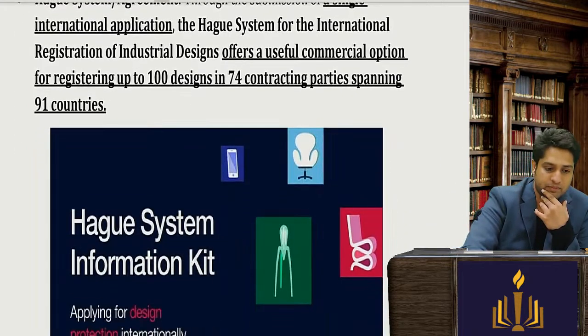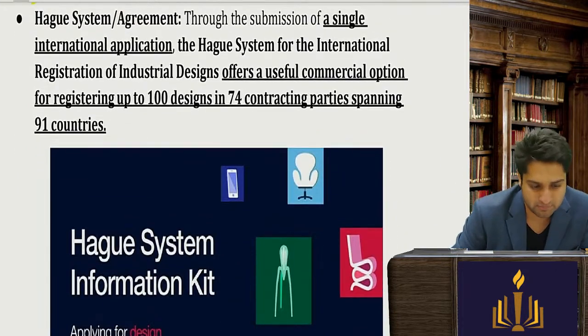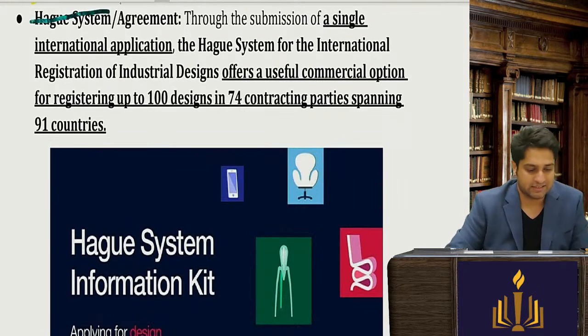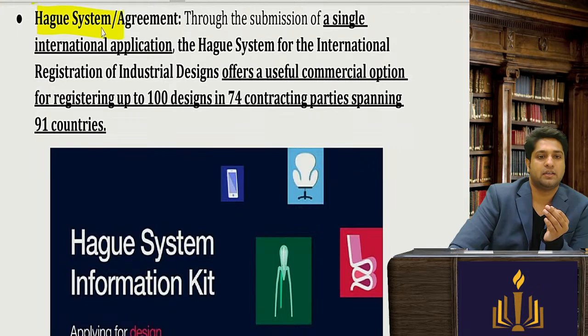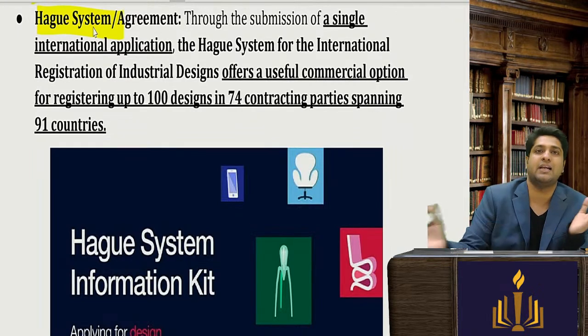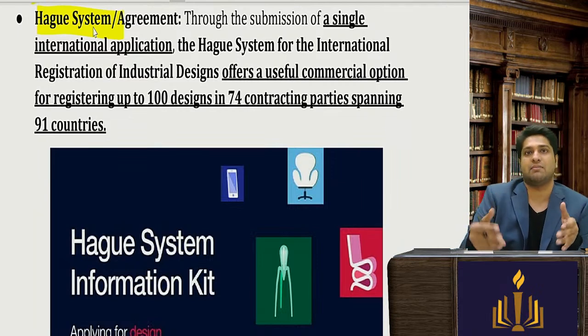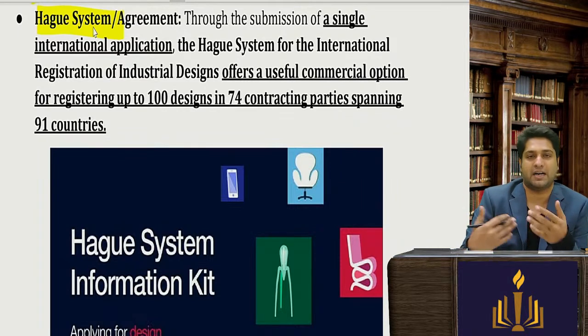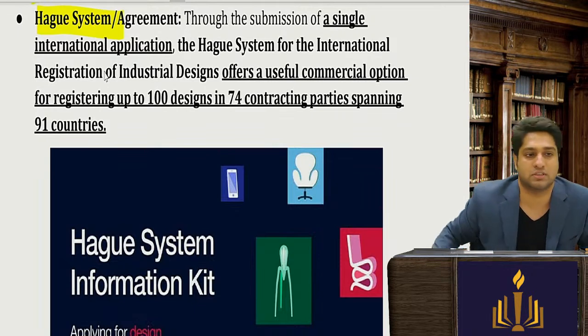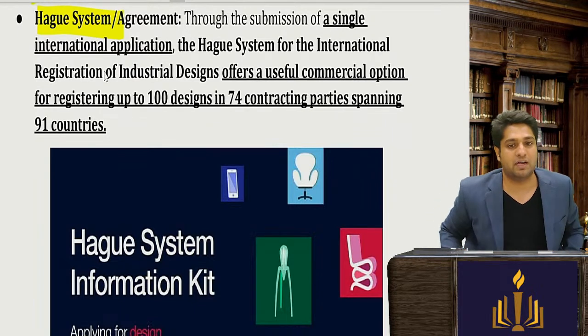Then the Hague system says that, listen, if someone wants to file for protection, we require some kind of application where you can directly get protection in multiple countries. The concept was there, but we needed an application, we needed it practically. So that is what was actually developed in the Hague system.